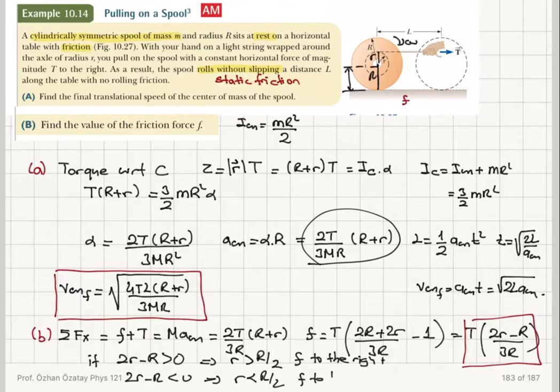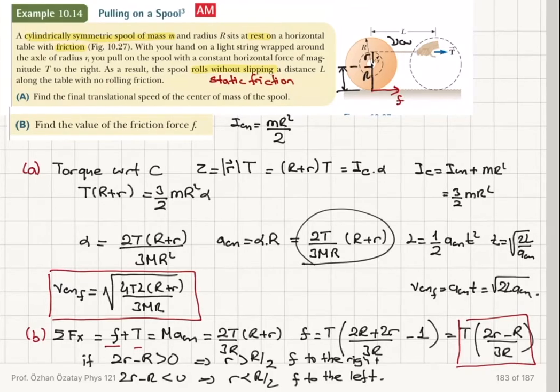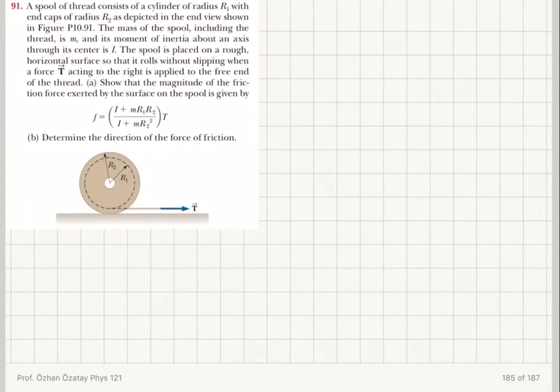If 2r minus r is negative, r is less than capital R over 2, force of friction will be to the left. So the sign I have assumed is for force of friction to be to the right, which is what I have taken here, F and T in the same direction. And I have found that it depends on the value of small r if it is pointing to the right or pointing to the left. Okay, let's move on to another example.